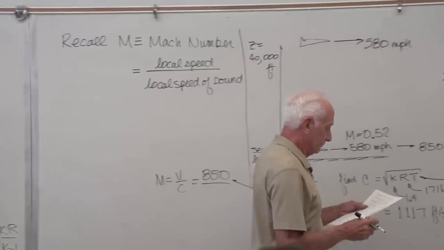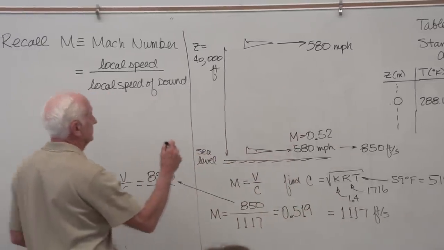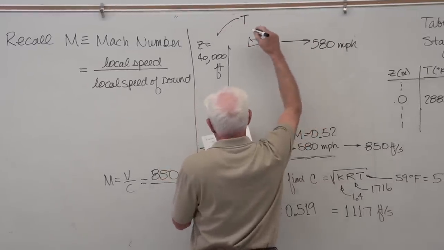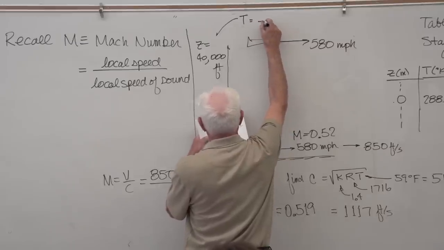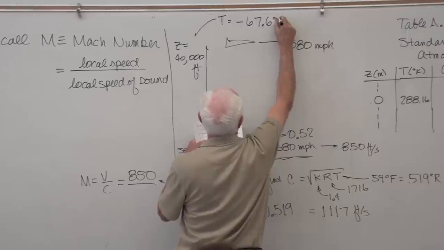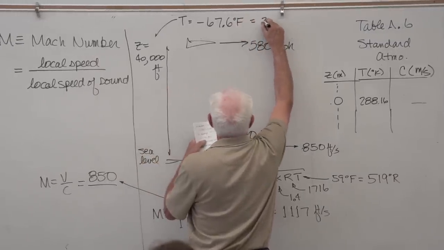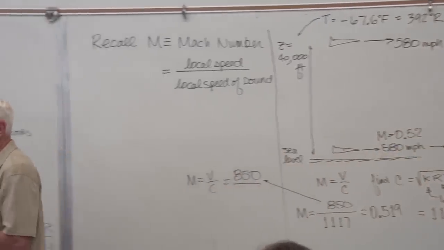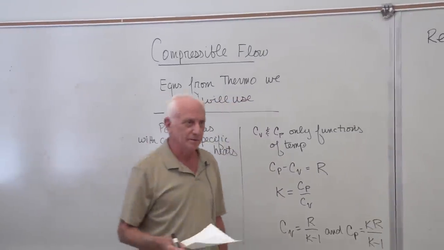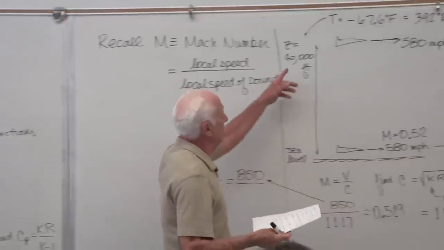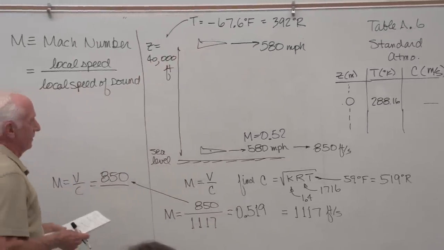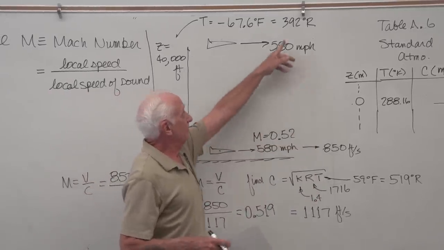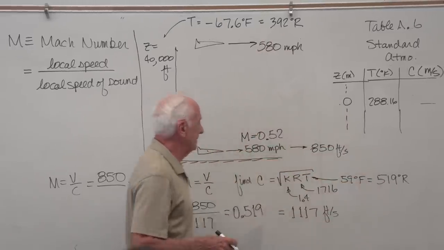Just so you know, at 40,000 feet, with the standard atmosphere, the temperature up there is a mighty cold minus 67.6 degrees Fahrenheit, absolute 392 degrees Rankine. Of course, at the outside of an aircraft flying at 30,000 feet, you know it's cold out there. Go up to 40,000 feet, it's really cold. You plug it in there: now you've got 392 compared to 519 at sea level.